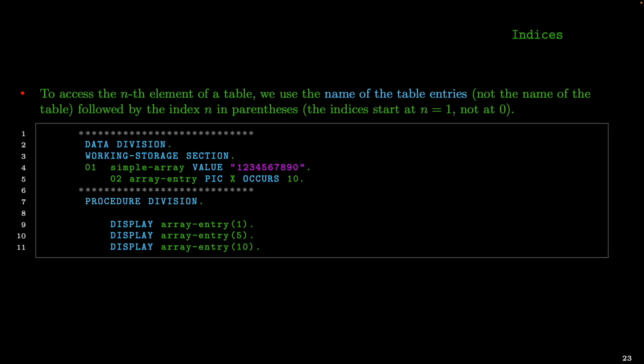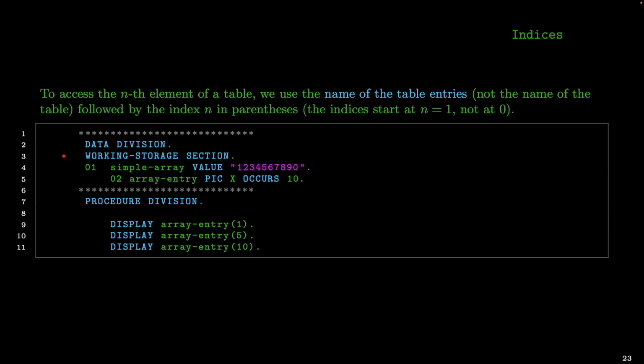If we want to access the elements in a table, then we use the name of the table entries followed by the index n that we want to access in parentheses. And note, we do not use the name of the table itself, but the name of the table entries. And also note, indices in COBOL start at 1. They do not start at 0 as, for example, they would in C or in Java or many other languages.